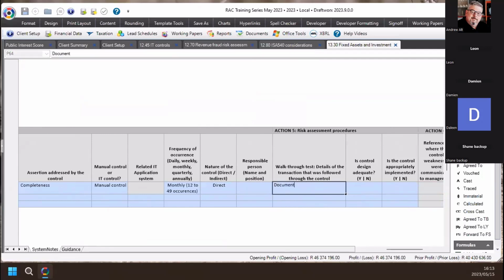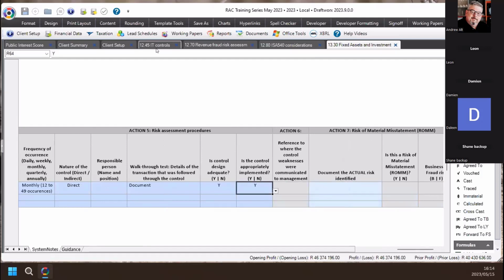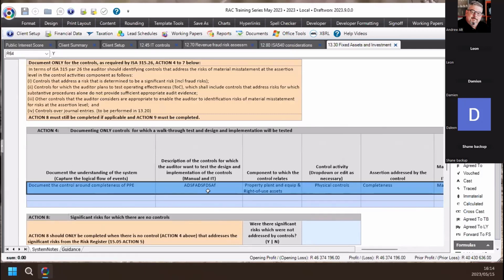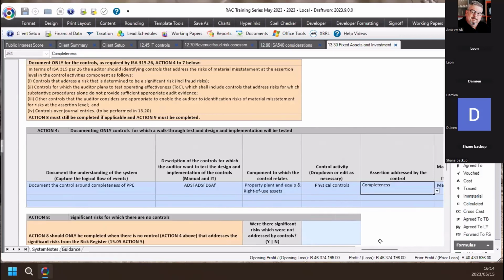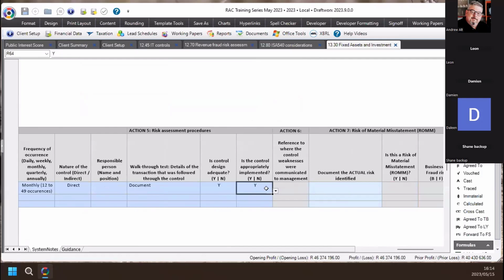Because I know in advance that I'm wanting to test this control, I can now go and document a walkthrough, and I need to conclude on the design and implementation, exactly what we saw in 1245 and 1240. But now it is a transactional level control. It's not an entity level control. It's something that deals with property, plant, and equipment, completeness. Is the design and implementation effective? If it's not, I can't test the control.